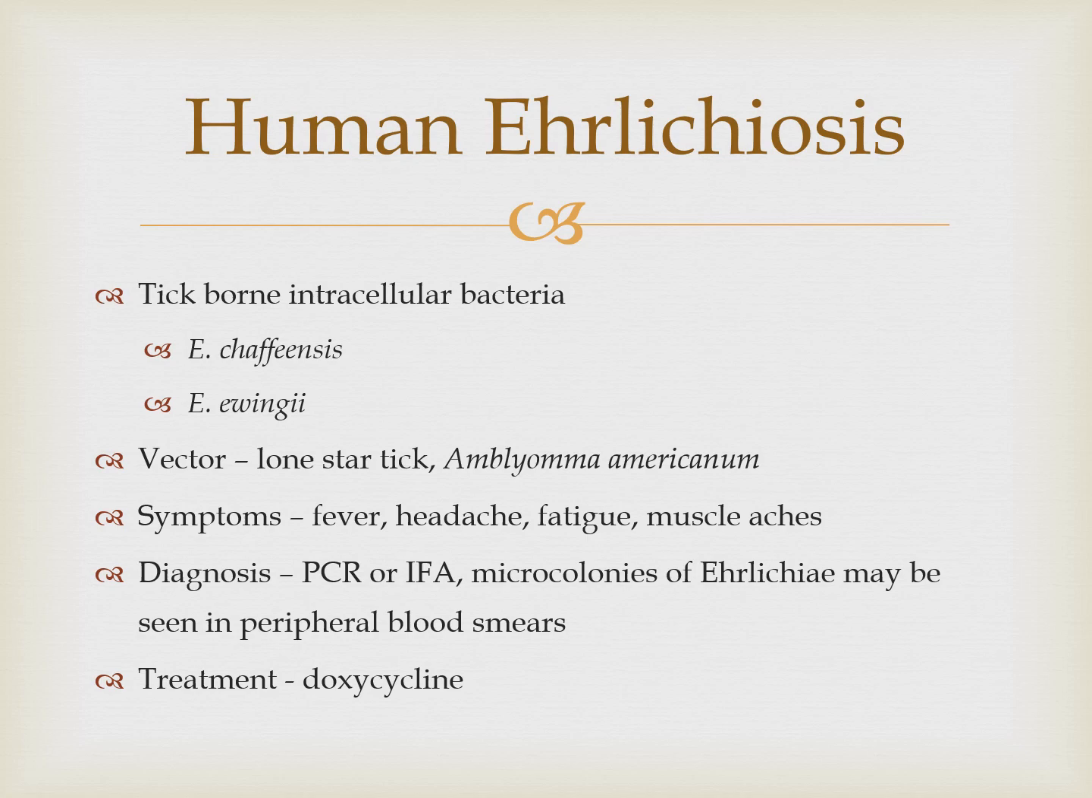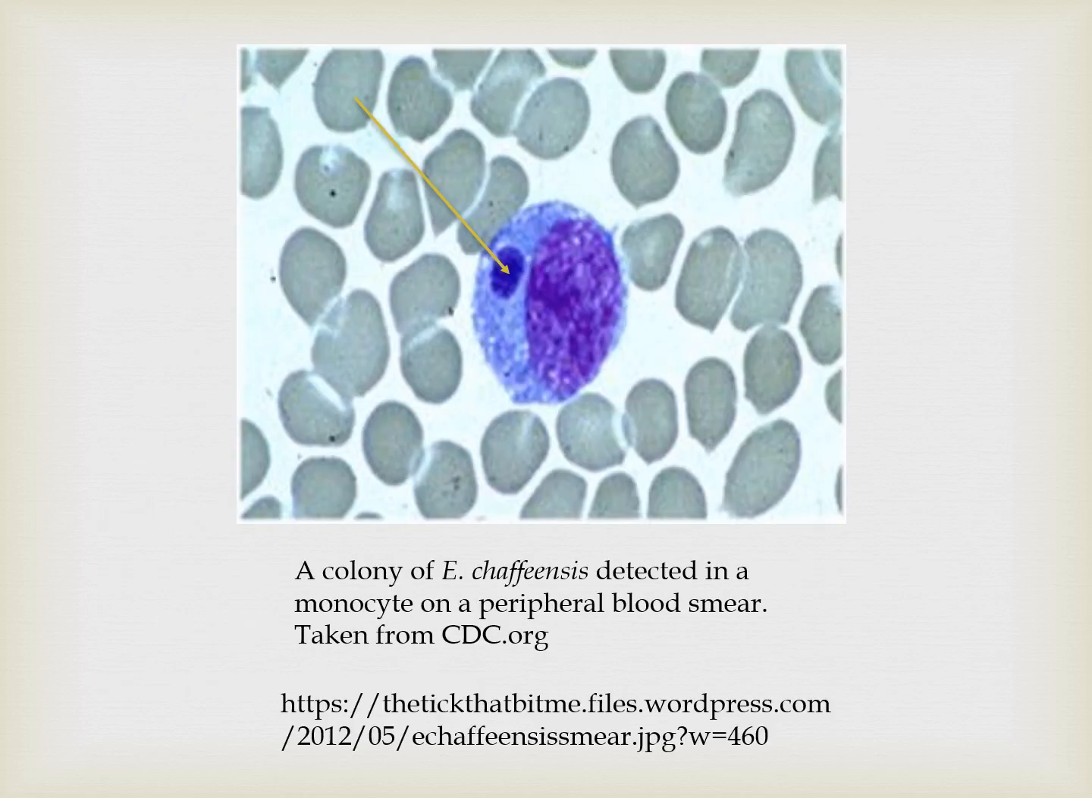a white blood cell. Here's an example of what Ehrlichia looks like in a white cell in a peripheral blood smear. I'm not sure that I would be able to say that's Ehrlichia, but I would certainly recognize it as being something that is probably bad.